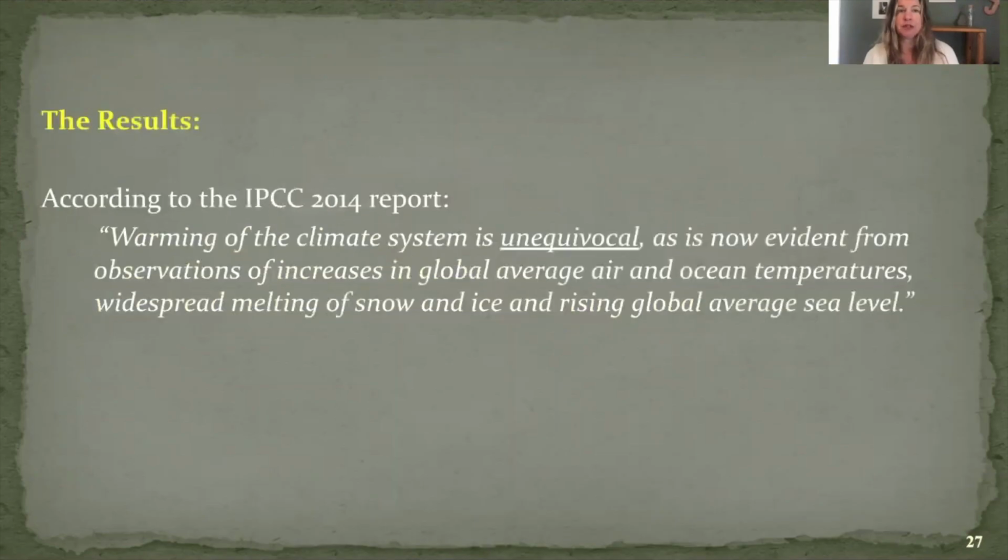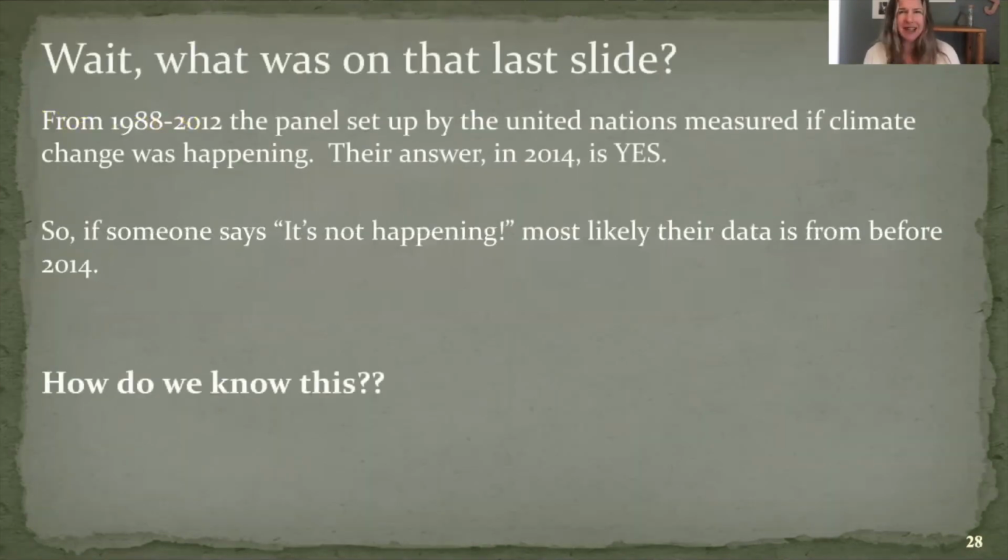So the results. According to the IPCC 2014 report, quote, "Warming of the climate system is unequivocal, as it is now evident from observations of increases in global average air and ocean temperatures, widespread melting of snow and ice, and rising global average sea level." Wait, what was on that last slide? From 1988 to 2012, the panel set up by the United Nations measured if climate change was happening. The answer in 2014 is yes. Climate change is happening. Our world is currently warming.